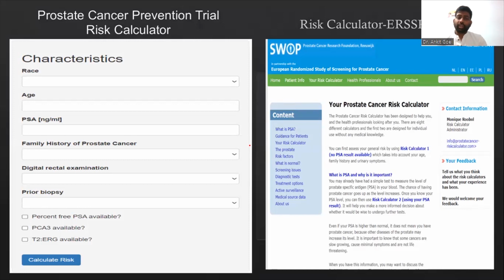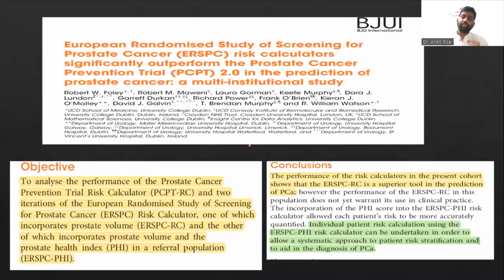There have been studies comparing the efficacy of the two calculators, and this is a very beautiful publication in the BJU journal. It says that the performance of the ERSPC risk calculator has been found to be superior to the PCPT risk calculator in asymptomatic men with an elevated PSA and a normal DRE. So when we are going to take a biopsy, it's better to put the patient in an ERSPC risk calculator, and as we discussed, there are two calculators. It's always better to use the PSA based calculator. The PSA based calculator is superior compared to the non-PSA based calculator, and the ERSPC risk calculator is definitely better than the PCPT risk calculator according to this BJU study.